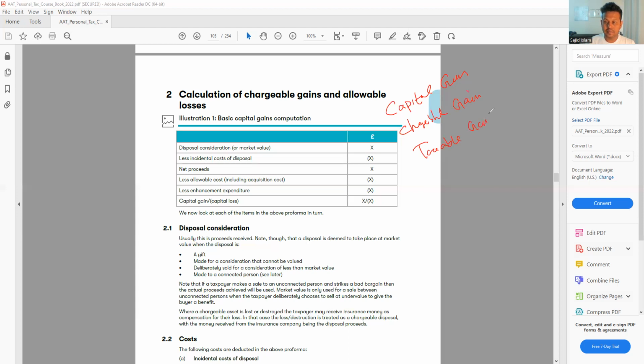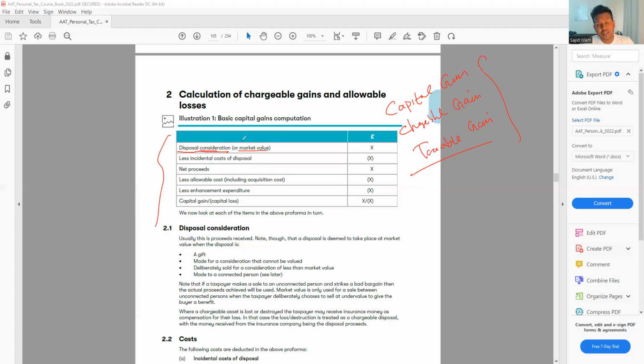Taxable gain. So you have to be very clear about these three words, because the tax will be calculated based on the taxable gain, and we have to make sure what information we have to add or deduct in order to get the taxable gain. So first, if we look at this template, we have to find the disposal consideration, or it could be market value. The market value will be only used if we sell to direct relatives. Other than that, we're going to use the disposal consideration.